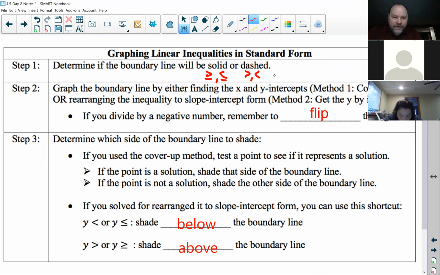Then we're going to graph the line that forms the boundary, either with the cover-up method or solving for y. One thing to remember, if you're using the get the y by itself, if you're using method 2, if you divide by a negative number, then you have to flip the inequality. Anytime we divide both sides by a negative, we have to flip the inequality.